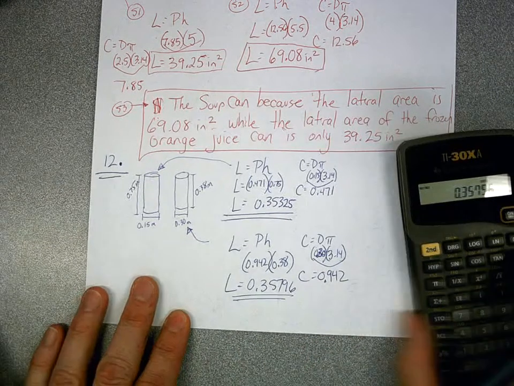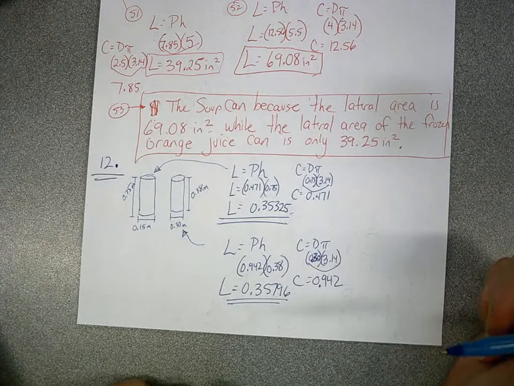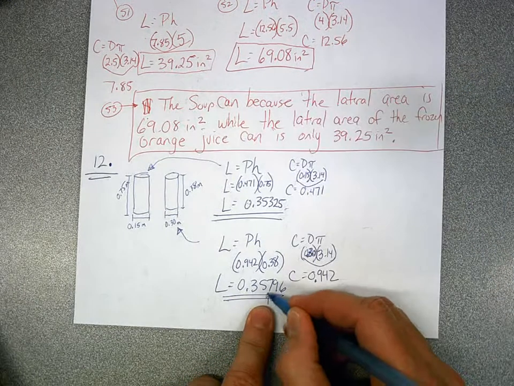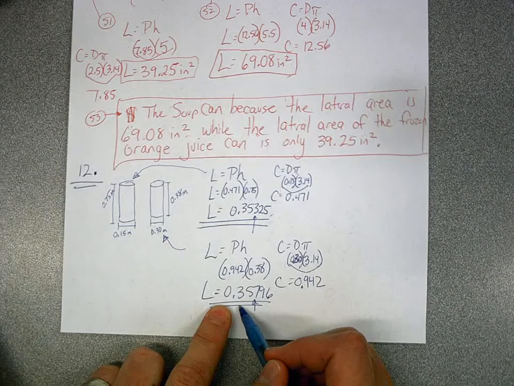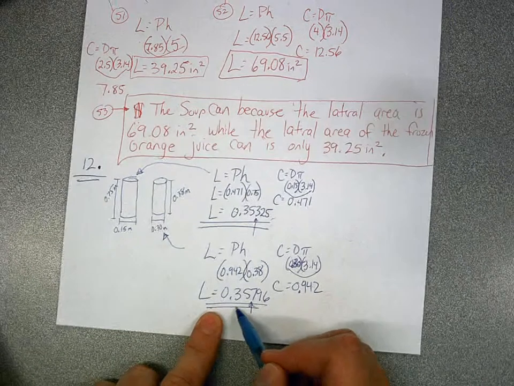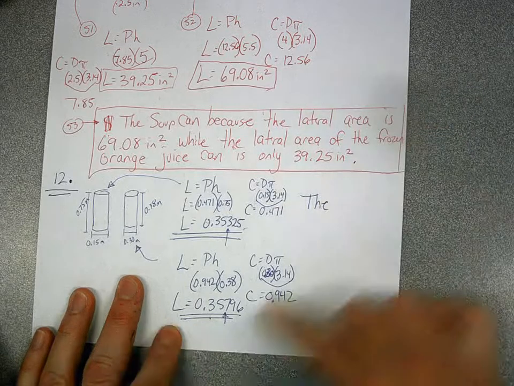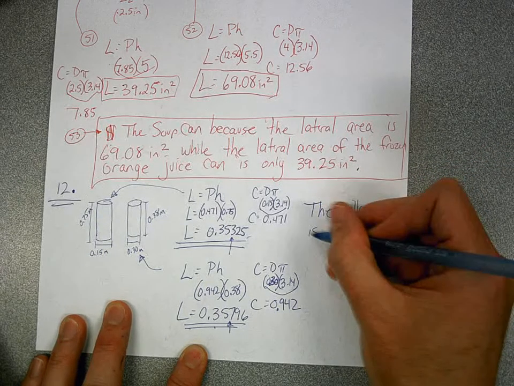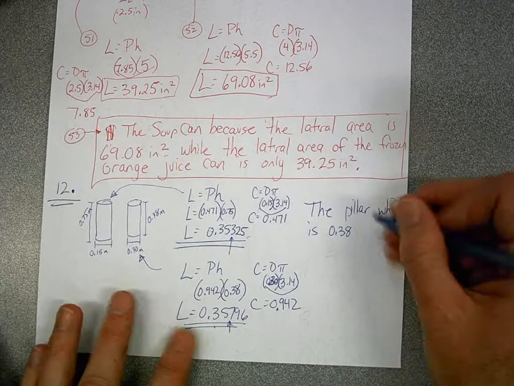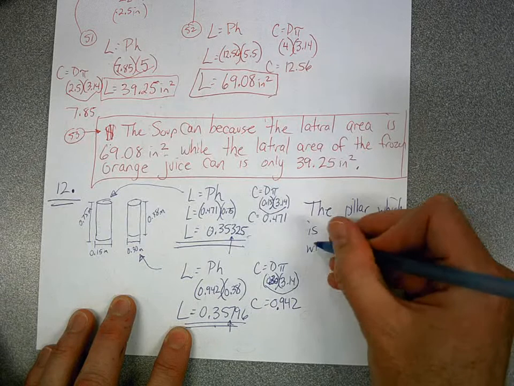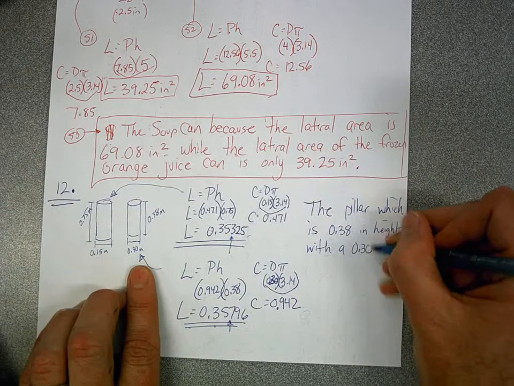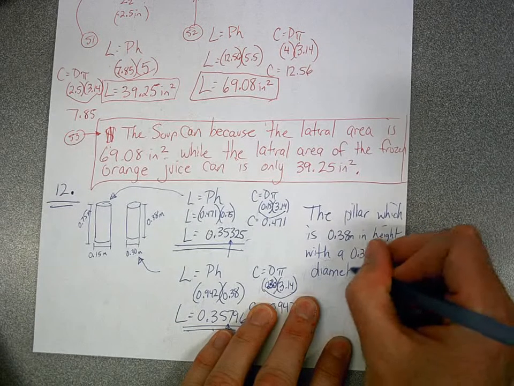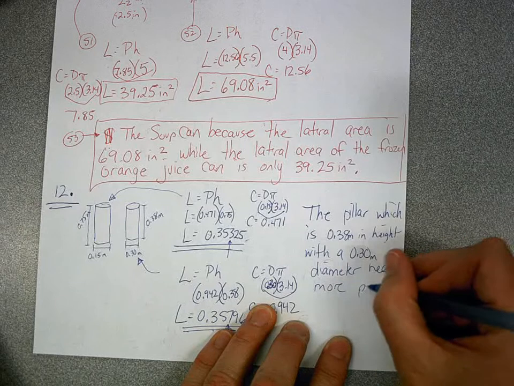All right. So if I take a look, ooh, that's why we don't round, right? The ones are the same, the tenths, the hundredths are the same. It's the thousandths that show us the difference. So it is this one here. If I reread it, it says, which pillar needs more paint? And you could say, it doesn't say to explain. This is the mathematical explanation. You just say, the pillar which is, I'm just going to give the dimensions, 38 hundredths in height with a 30 hundredths meters diameter needs more paint. And there is our final answer.